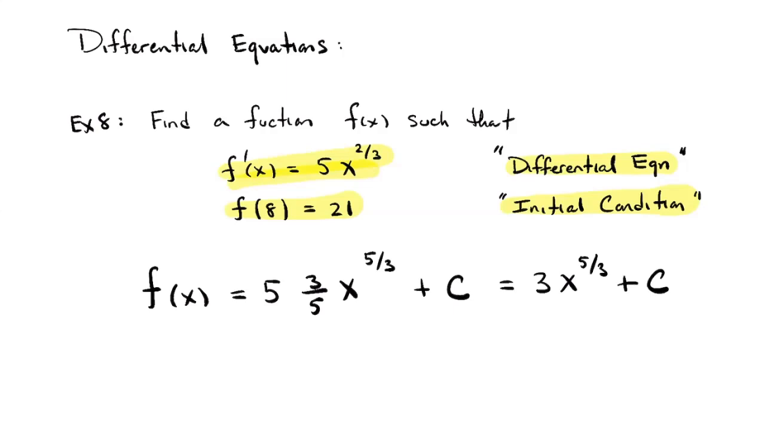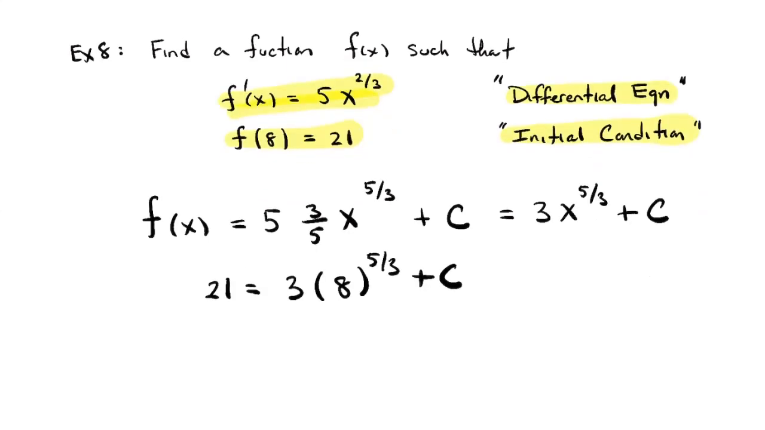So there's sort of the general solution to our differential equation, but we're going to use this initial condition to determine the constant. So what does that mean? The initial condition tells me that when the input x is 8, the output f of x is 21. So 21 must be what I get when I replace x with 8.